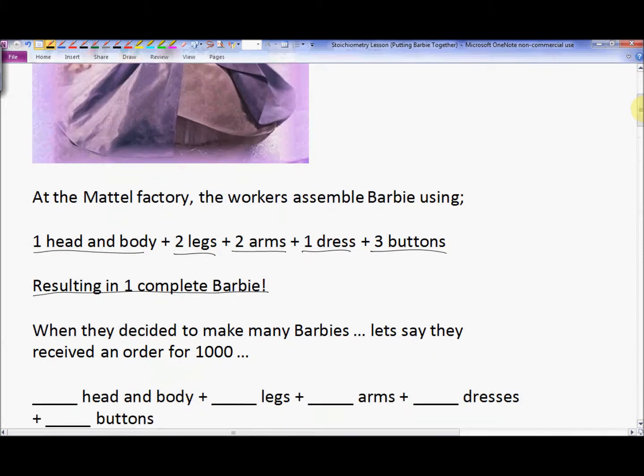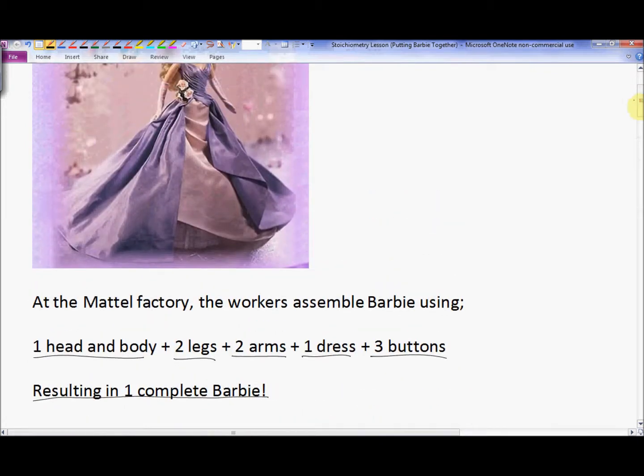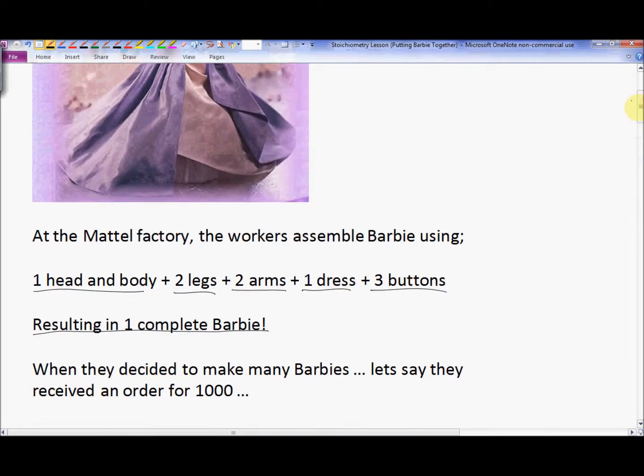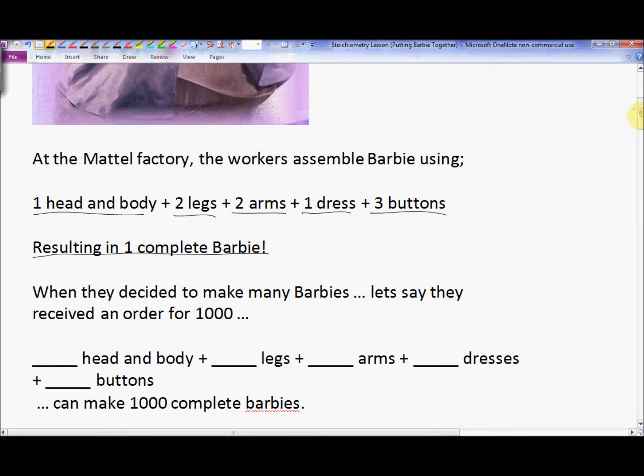So I guess that would have been making the prototype Barbie, right? You put one head and body, 2 legs, 2 arms, 1 dress, 3 buttons, you get 1 prototype. But then once they moved from the prototype stage into production, let's say they wanted to make 1,000 Barbies, for example. Okay, so now they've got to have a lot more parts. In fact, they've got to have basically 1,000 times more of each type of part.